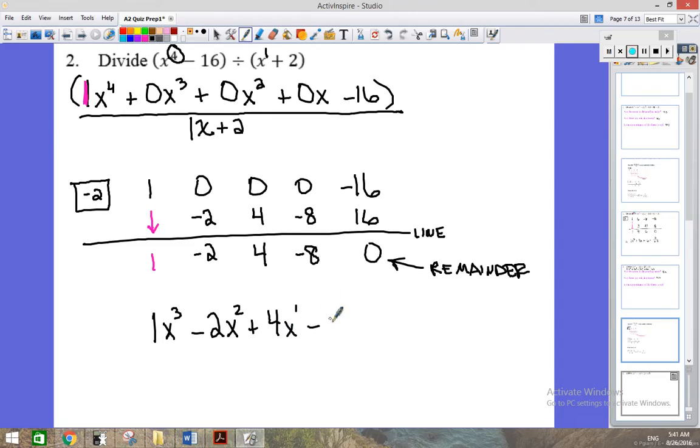Now, minus 8, and even x to the 0 by definition is 1. We just normally don't write that there. We just normally have the negative 8 times 1. Then we make a fraction. Numerator 0, the denominator was x plus 2.